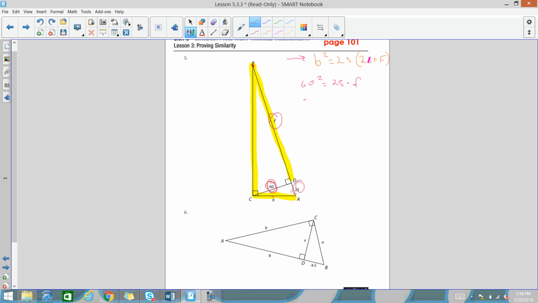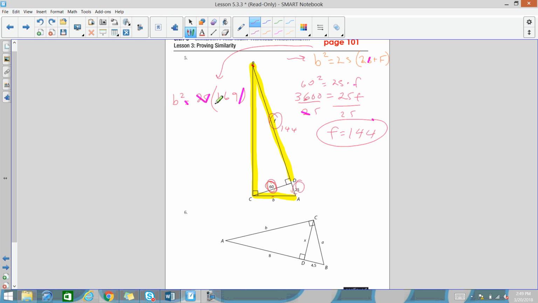So 60 squared is 3,600 equals 25f. We divide by 25, and f equals 3600 divided by 25, which is 144. And 144 is f. So now I can use b squared, or leg squared. b squared is equal to short adjacent, so 25, times the entire distance, so 25 plus 144 is 169. Now, check this out, a little bit of number knowledge.